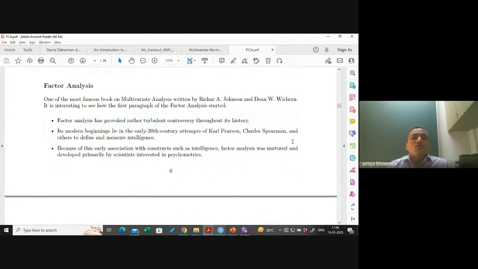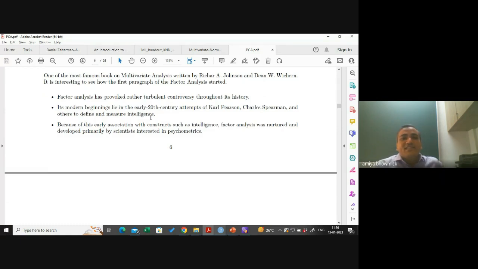Factor analysis. Let us try to understand a little bit of the historical idea from it. Most statistics students definitely know the Johnson and Wichern book on applied multivariate analysis. I'm not sure, because every time we read a book, we go into the problem, analyze the data and finish it there. The introduction part of the factor analysis chapter is very important. It says that factor analysis has provoked rather turbulent controversy throughout its history. Why is it controversial? Because when you deal with financial data or environmental data, everything is fine.